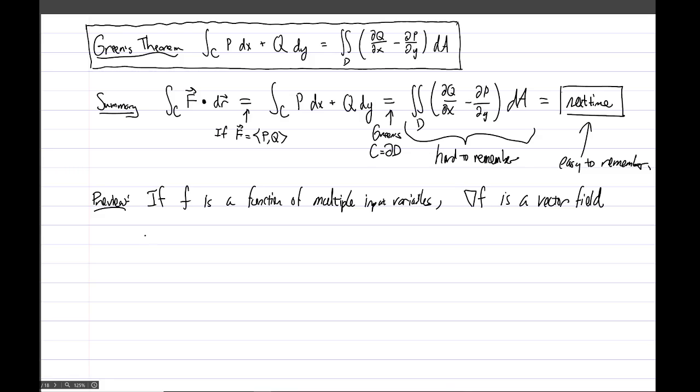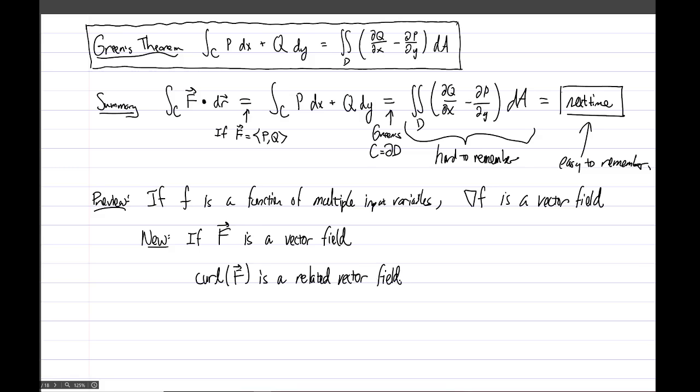Now, the new thing that we're going to do next time is if capital F arrow is a vector field, there are going to be two new objects that we're going to create out of this capital F. One of them is called curl of F. So curl of F is a related vector field. Out of the vector field capital F, we get a new vector field called curl of F. So from a vector field, a vector field.